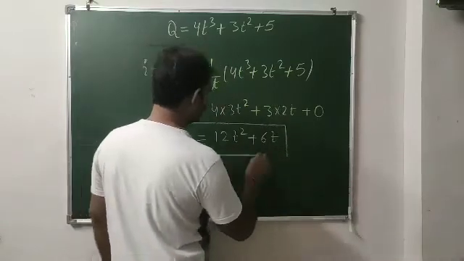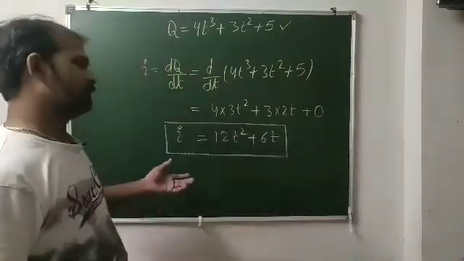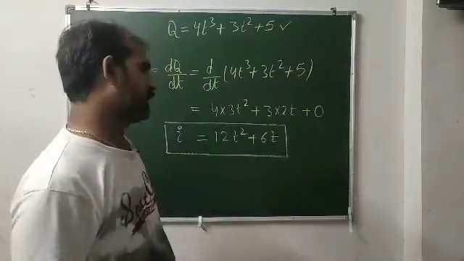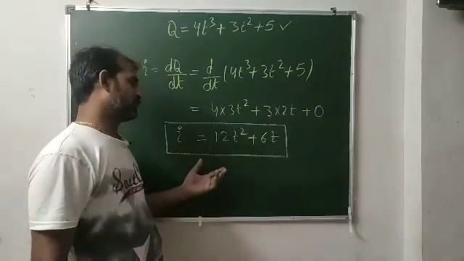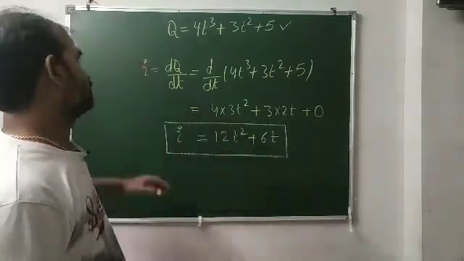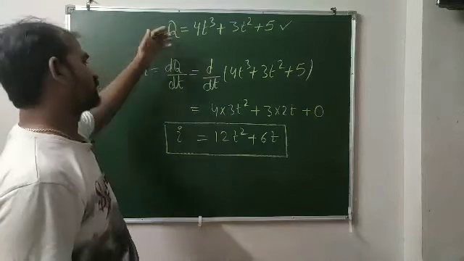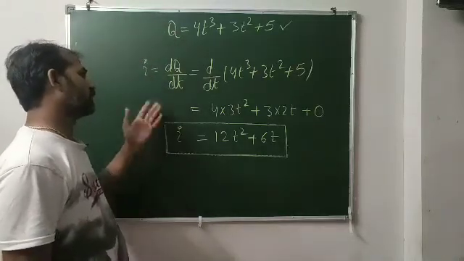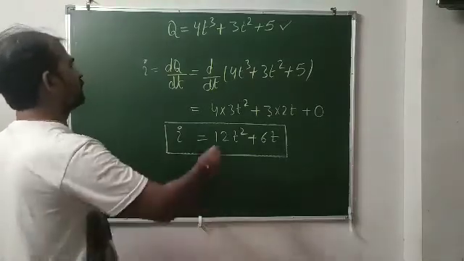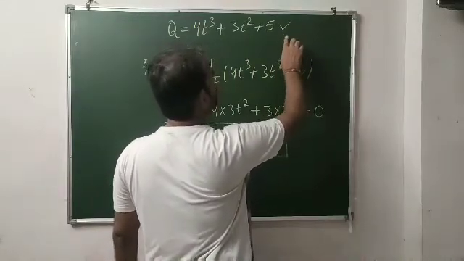If this much amount of charge is passing through any cross section, then this much amount of current will pass through it. Students, if charge is given in the form of a function, and someone asks you what will be the current, in this way you will find the current. And if time is also given to you, suppose this much amount of charge is passing through any cross section.